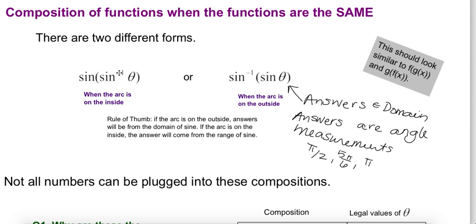And then in the other case, when your arc is on the inside, your answers are going to come from the range of sine. So our answers will be things like root 2 over 2, root 3 over 2, 1, 0, things like that. So our answers are just the y values from the ordered pairs on the unit circle, right? They are the y or x values. They're y values if you're talking about sine, x values if you're talking about cosine, right?